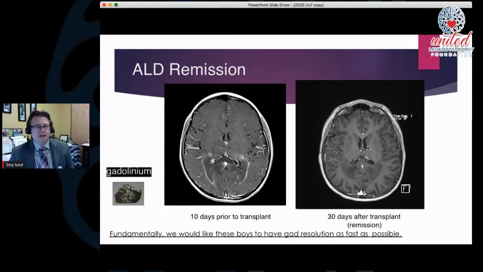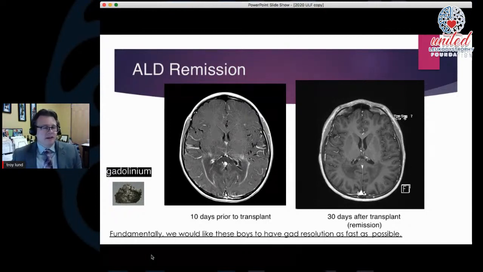And we call that ALD in remission. And so there's no further enhancement. And in our prior work, this enhancement seems to get extinguished and then really has no evidence of returning. So this is the whole goal of going through transplant when a boy has cerebral disease.